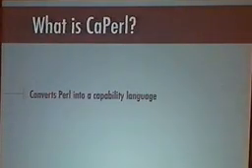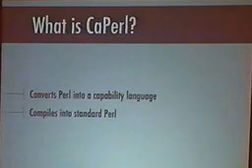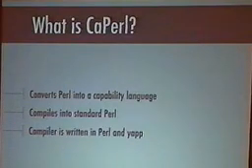Okay, so as I said, CaPerl turns Perl into a capability language. It compiles in standard Perl. The compiler is written in Perl, and YAP, which is yet another Perl parser, I think, along the lines of YAC, which is yet another compiler. Or is it yet another parser? I don't know. But anyway, it's one of these things that takes LR1 and converts it into Perl. So yeah, you get a lot of Perl in this.